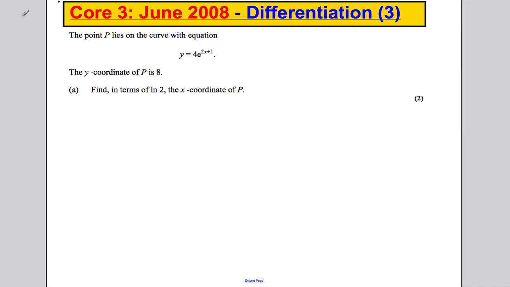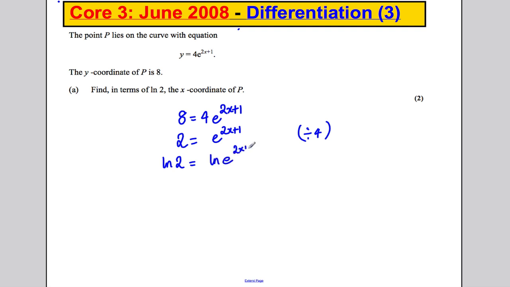Okay, let's work through this. For part A, we're told that a point P lies on this curve, and the y coordinate of P is 8. Find, in terms of ln 2, the x coordinate. You know that 8 is on that line, so you must know that 8 is equal to 4e to the 2x plus 1. So you can divide both sides by 4, and you would get 2 is equal to e to the 2x plus 1. This is the point you would take the natural logarithm of both sides. So ln 2 is equal to ln of e to the 2x plus 1, at which case you can bring down the power 2x plus 1.